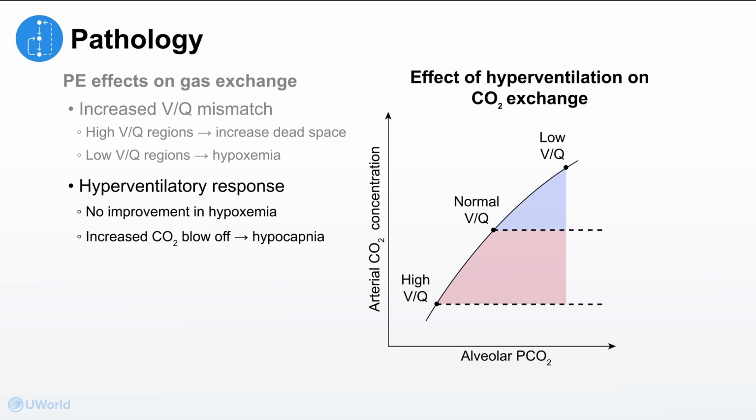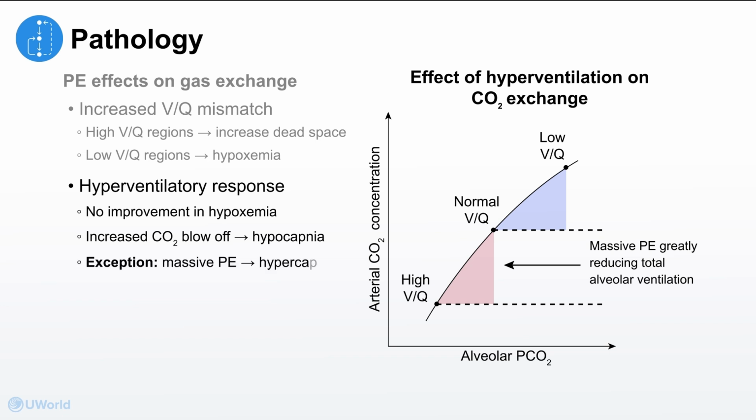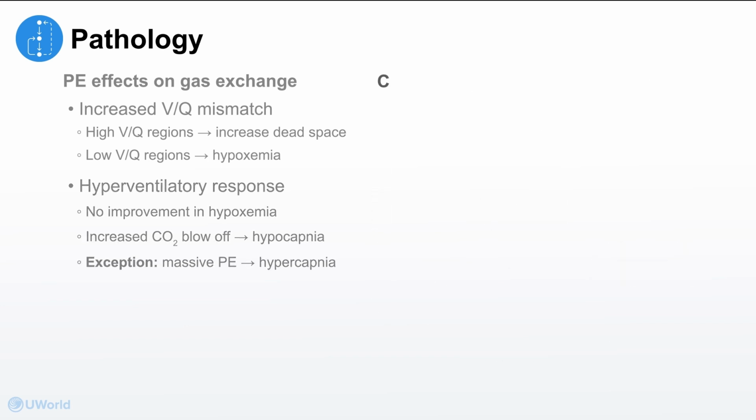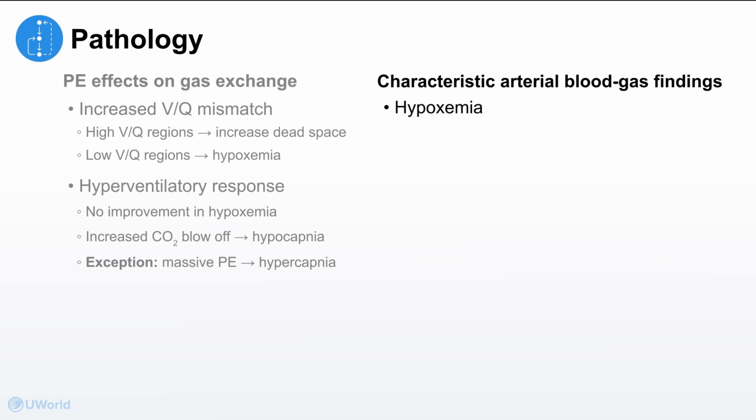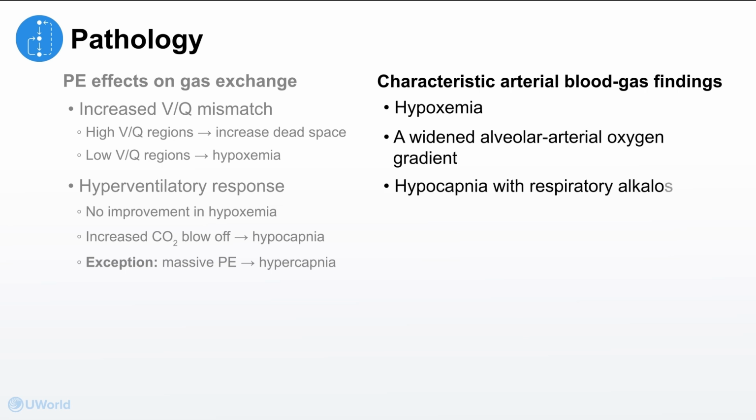One important exception is that a massive pulmonary embolism can increase dead space so much that the total alveolar ventilation remains relatively low despite the increased respiratory drive. This allows CO2 to build up in the blood, causing hypercapnia instead of hypocapnia. The gas exchange abnormalities occurring with PE are reflected in the arterial blood gases, which commonly show hypoxemia, a widened alveolar arterial oxygen gradient, and hypocapnia with respiratory alkalosis, although, as mentioned, patients with large PEs may instead have hypercapnia.